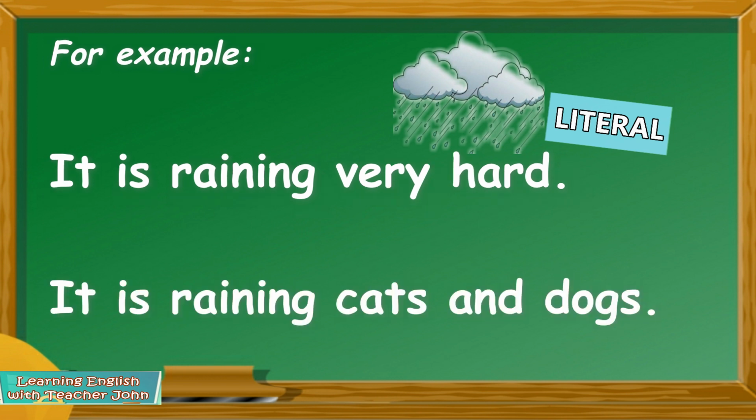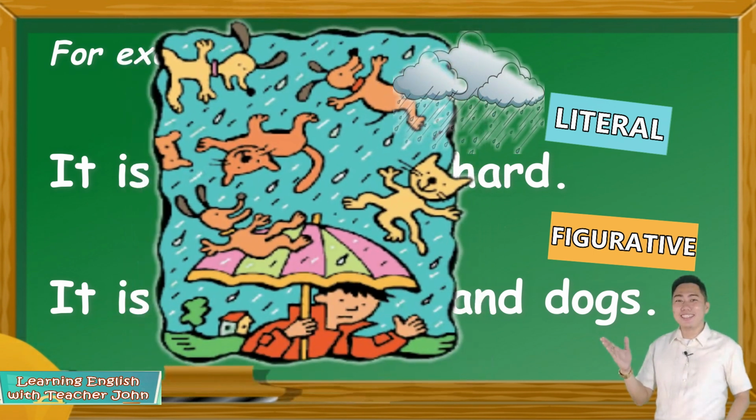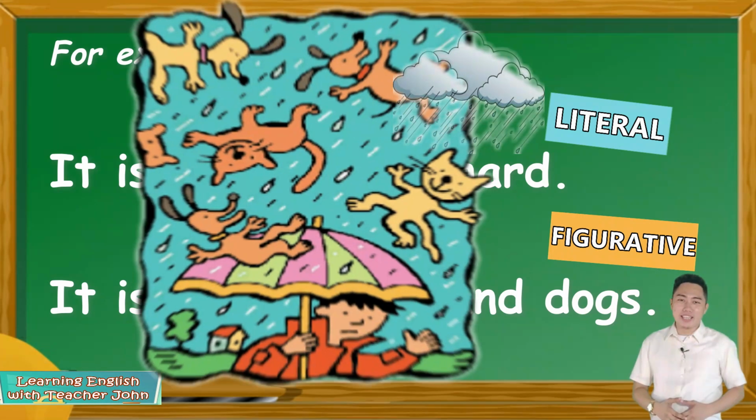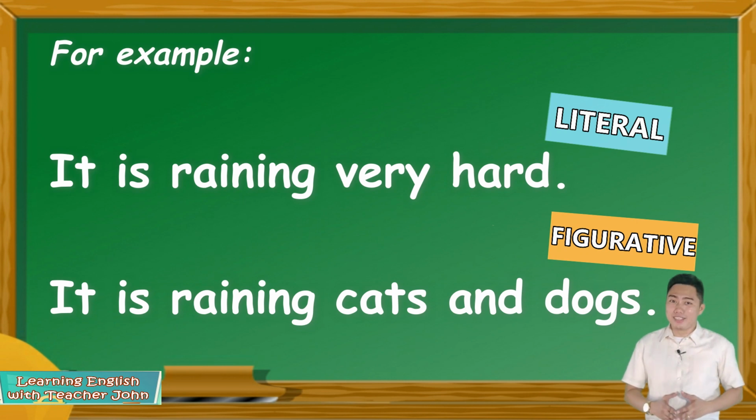It is raining cats and dogs. This sentence uses figurative language because it does not really rain cats and dogs. If it was meant that way, this is what it will look like. And that is meaningless to see. This really means it is raining very hard.